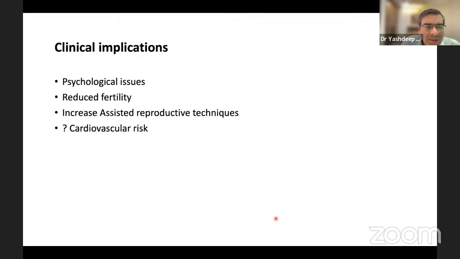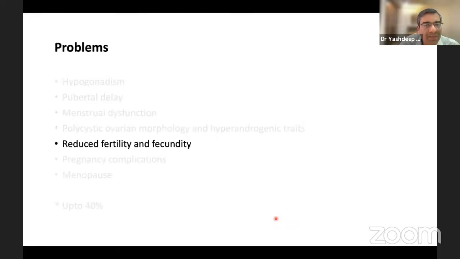Again, it is associated with reduced fertility, and subsequently more women require assisted reproductive techniques for conception later on. And PCOS in general is associated with increased cardiovascular risk and requires regular monitoring of cardiovascular risk factors on an annual basis. So obviously PCOS has certain implications in the reproductive age group, psychological issues, and cardiovascular issues. And prevention therefore can decrease these clinical implications.